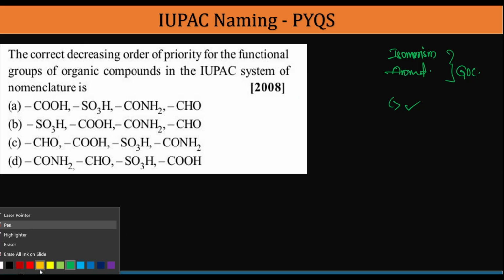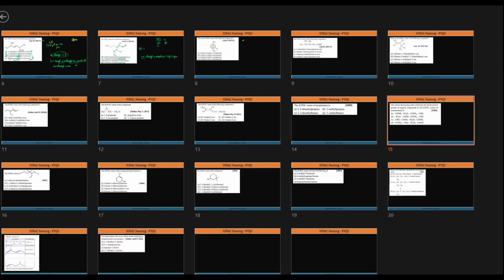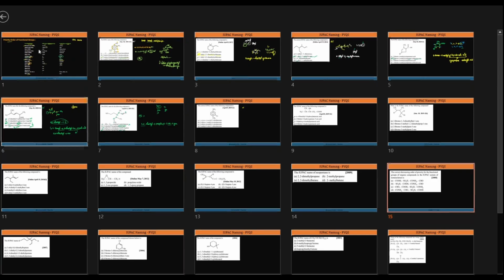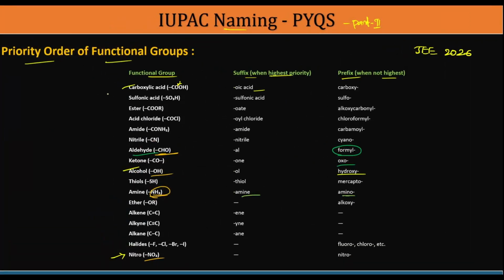Okay. Now, what is it? It's the simplest question. We can see from here. Where is that first slide? I've already shown you the priority order. They might have given COOH, SO3H, C double bond O NH2, and aldehyde. Carboxylic acid will get the highest priority, then sulfonic acid, then amide, and then aldehyde. So this is how you can check the options.